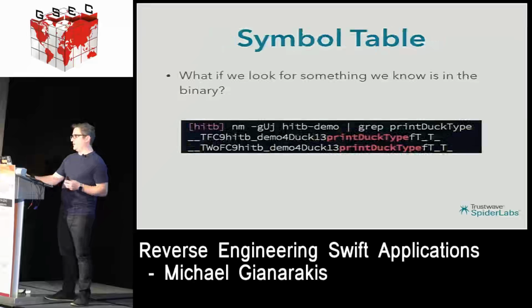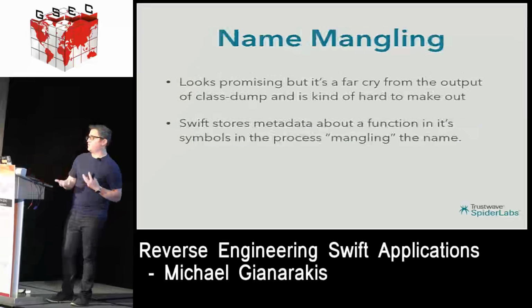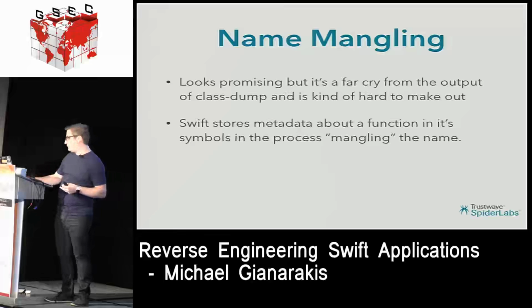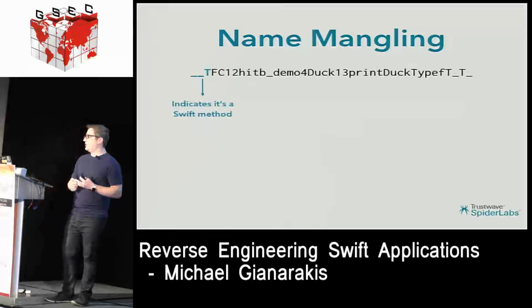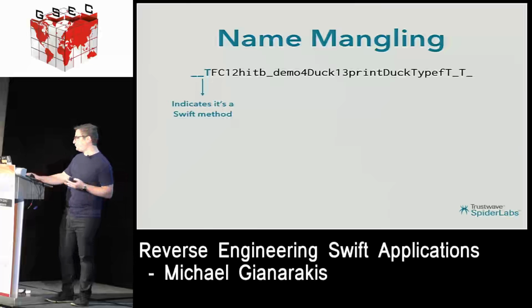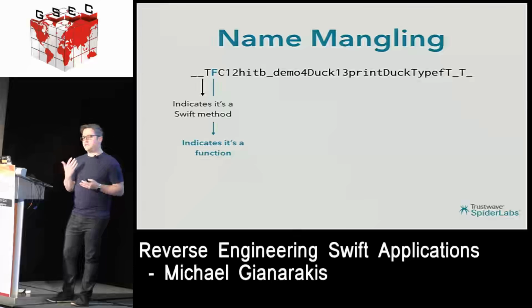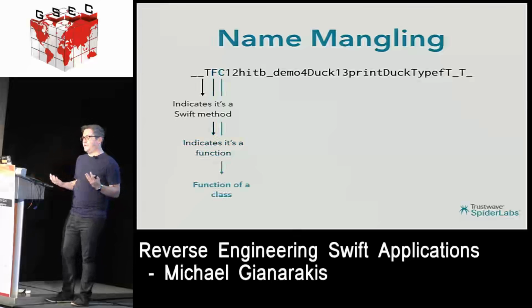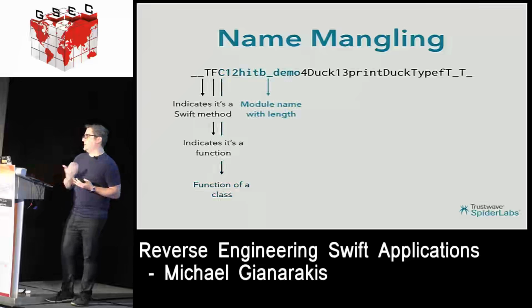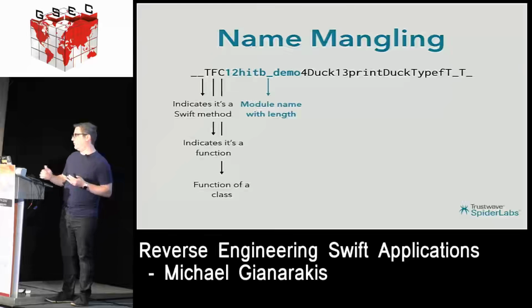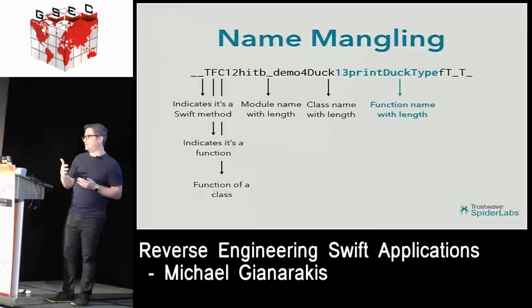So the reason it looks a bit odd is that Swift stores metadata about a function and its symbols, and it sort of mangles the name by adding all this metadata. So if we deconstruct the mangled name a little bit, the first element, the __t, indicates that it's a Swift method. The F indicates that it's a function. The C indicates that it's a function of a class. Pretty straightforward. Then you have the module name prefixed with the length of that module name. The class name prefixed with the length. And the function name also prefixed with the length.